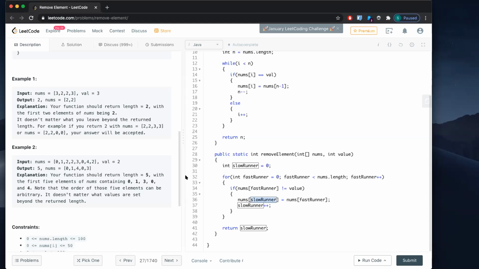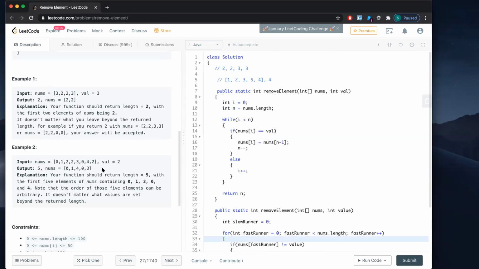And then we're just returning the slow pointer. So that is the only difference, where the second approach copies. Okay, makes sense. Cool, that's good. So that's how this happened.